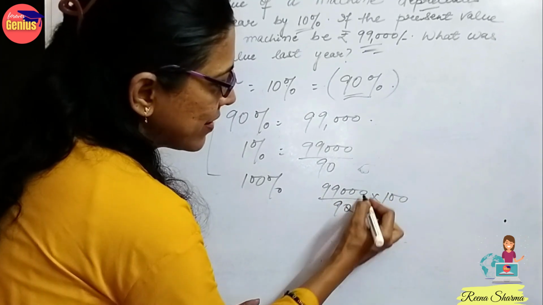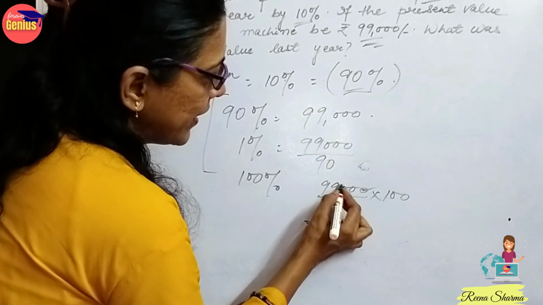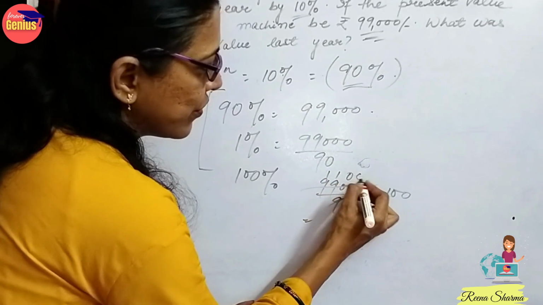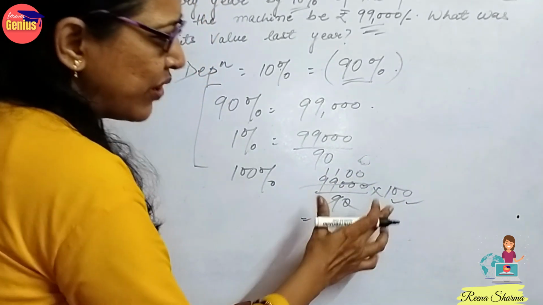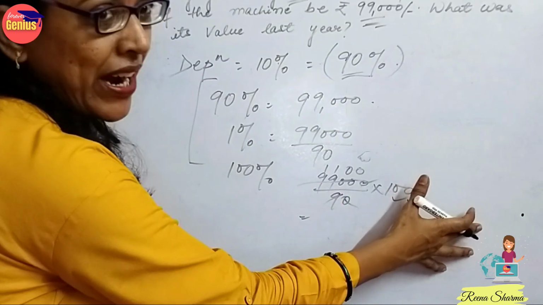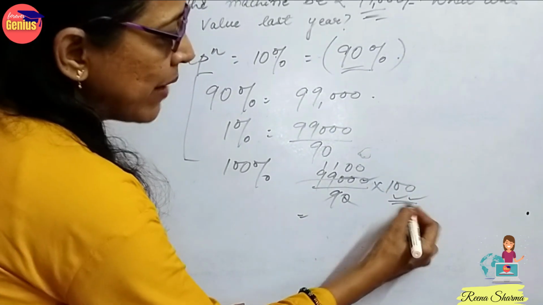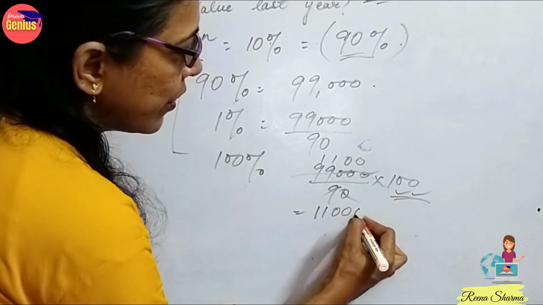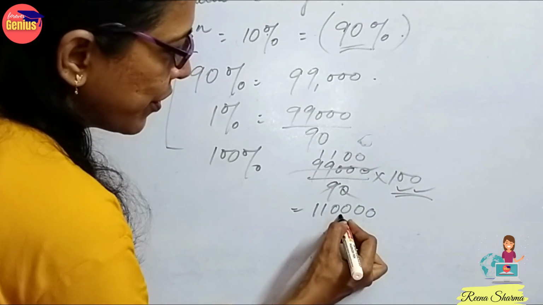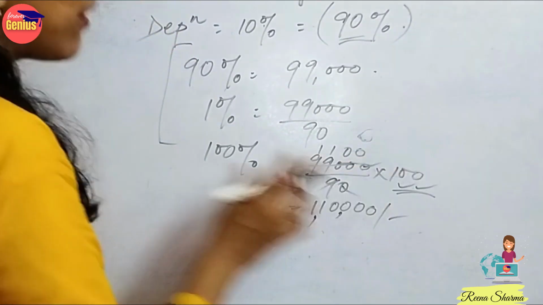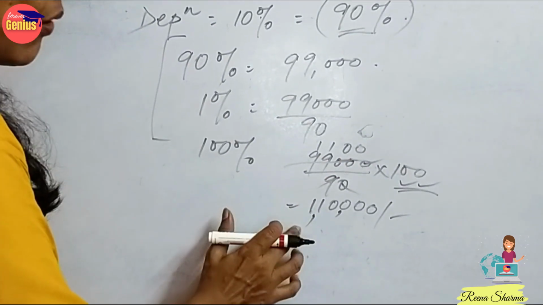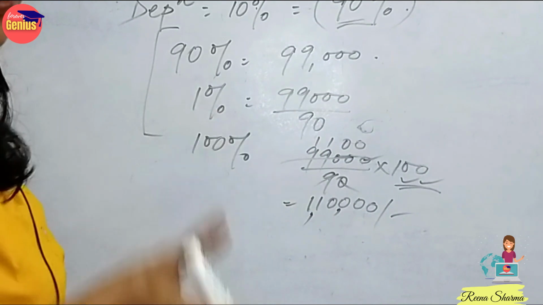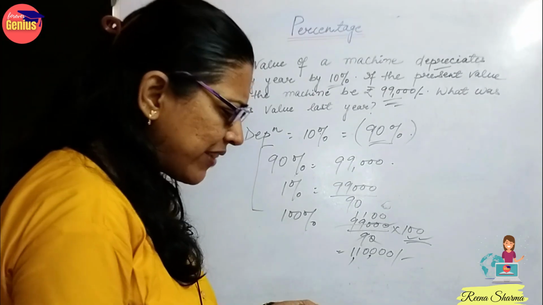So what will be the value? Let's see. Do I need to multiply and find the answer? No. If I am getting zeros at the end, I will just put the number of zeros here. 1, 2, 3, 4. So, see, the value of the machine was 1,10,000 last year. Isn't this a very simple trick?